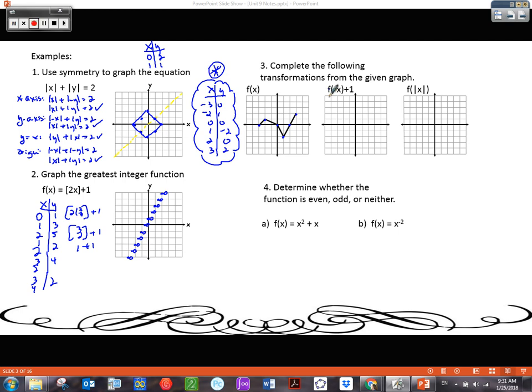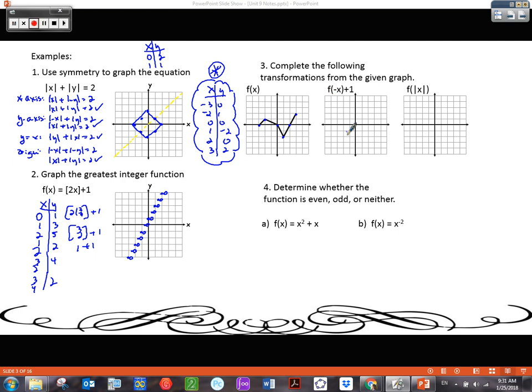So let's look at the first one. I tried to do the two that are least common, that cause students the most trouble. And this one can cause students some trouble, and this one especially. This one I think is the hardest one. So let's look at this one.